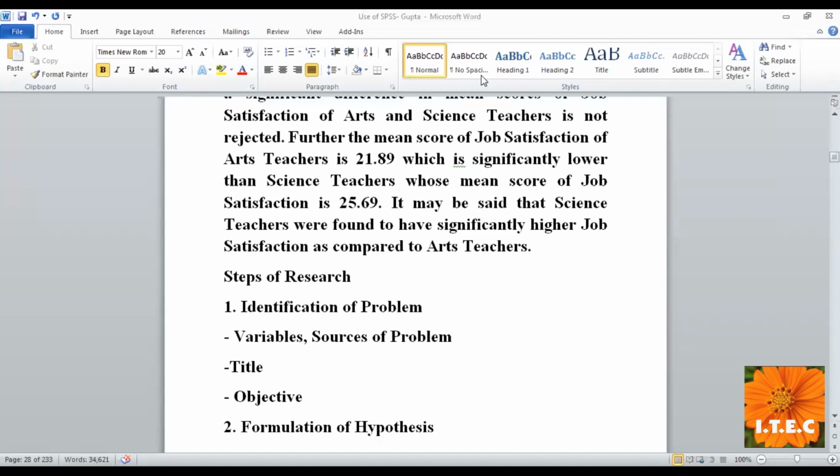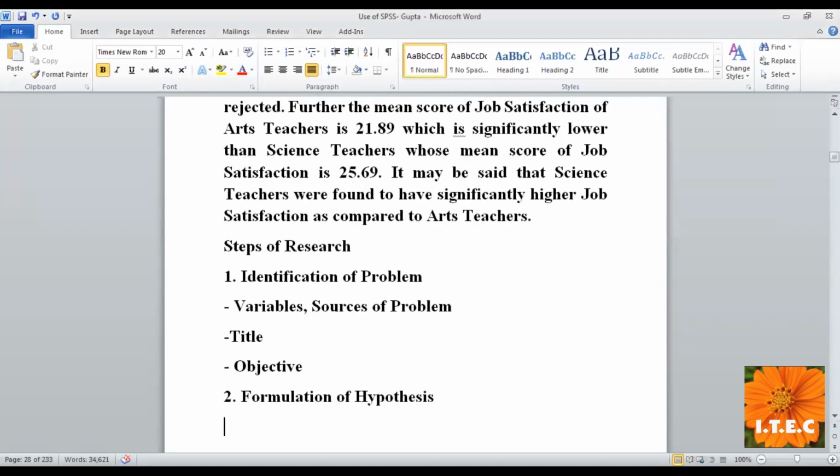It has to be 20%. So 80% means 0.8 and 20% means 0.2. Total is 1. When you say that there are 80% chances that your level of significance, that your hypothesis is not rejected, that means there are 20% chances that your hypothesis may be rejected. And therefore the total becomes 1. This is how it comes to 1.